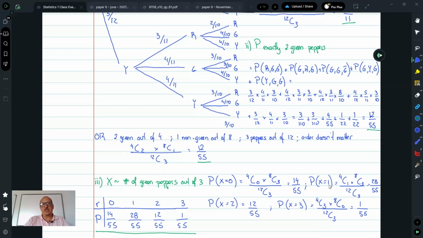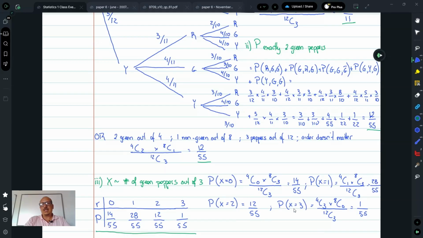When r is 1 means you only have 1 green pepper, so 1 out of 4 times 3 out of, this is not supposed to be 3, this is supposed to be 2. I wrote 3, but you have 2. Okay, 2 out of 8, again divided by 3 peppers out of 12, regardless of the color, and this is the result. The probability that x equals 2, we just got it before, that's 12 over 55.